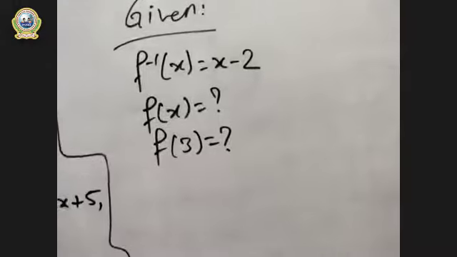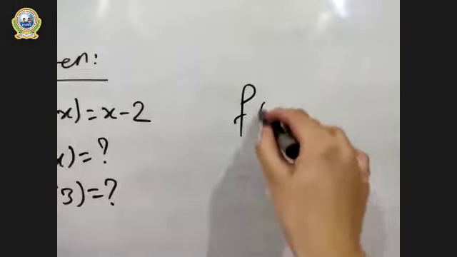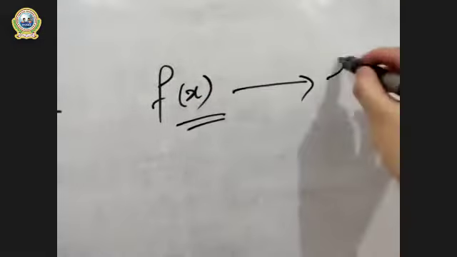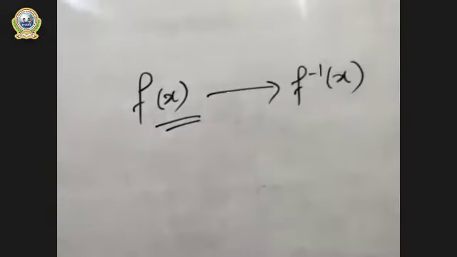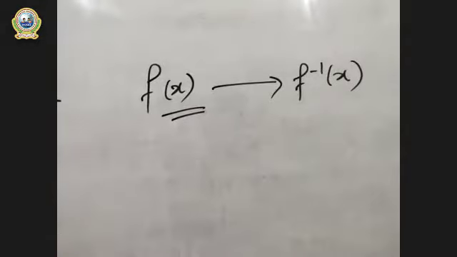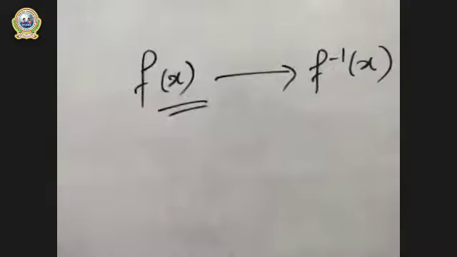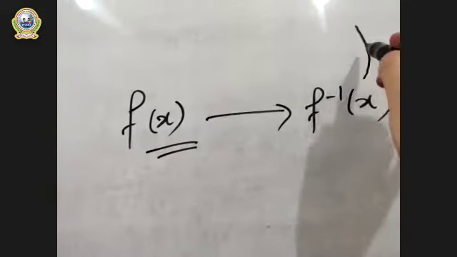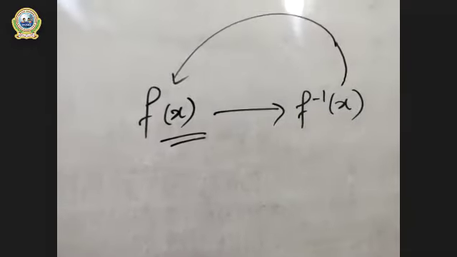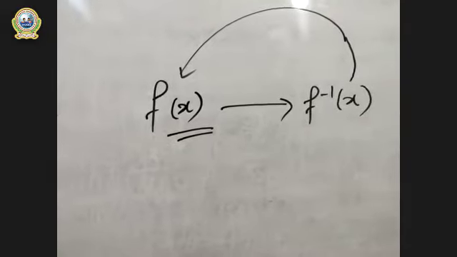Is this clear? Look here first. You can convert Fx into F inverse X, right? You know the process. We replace Fx by Y, then we interchange the role of X and Y, then we make our Y alone. And the same method can be applied to obtain Fx from F inverse X. Inversing the inverse will be our original function.